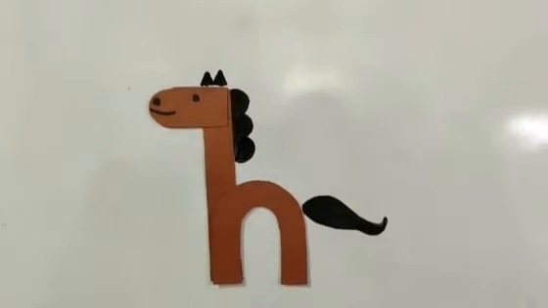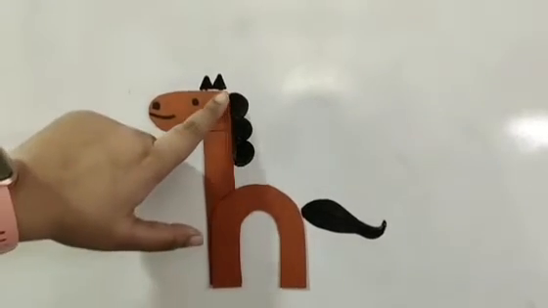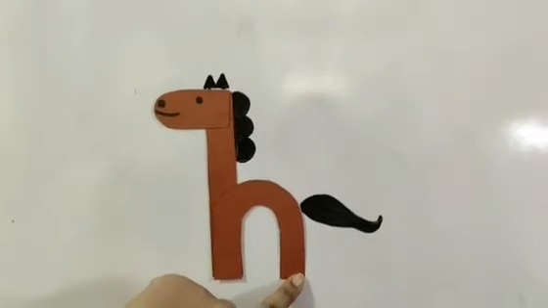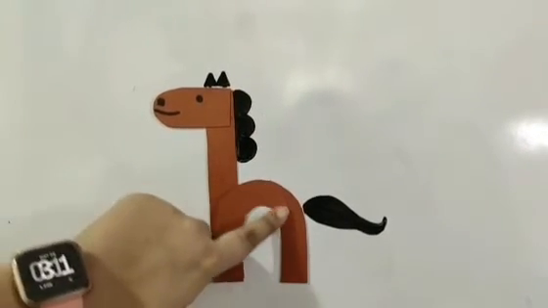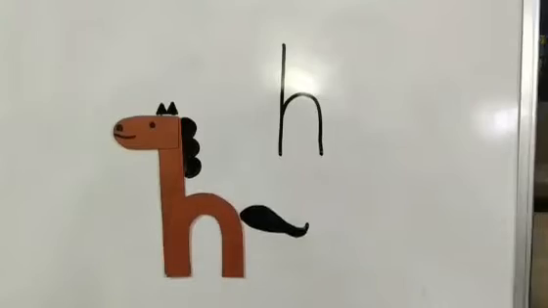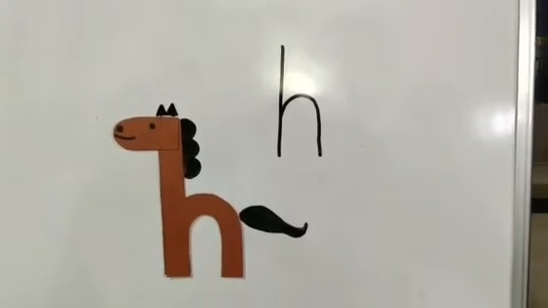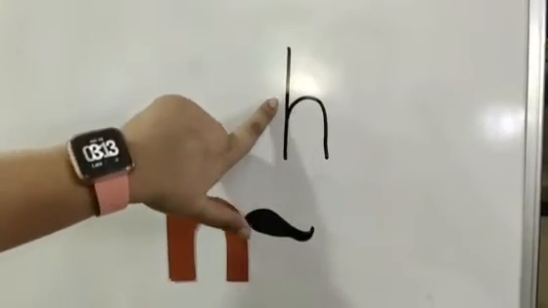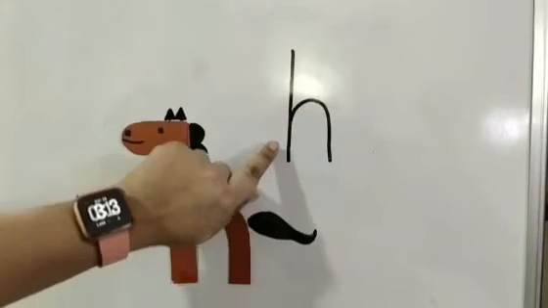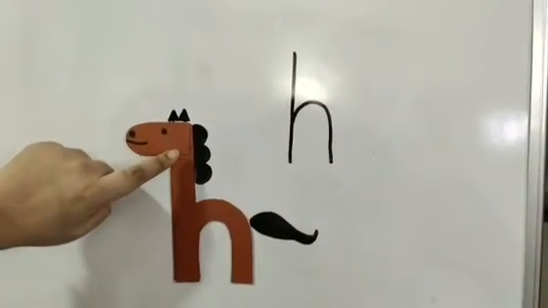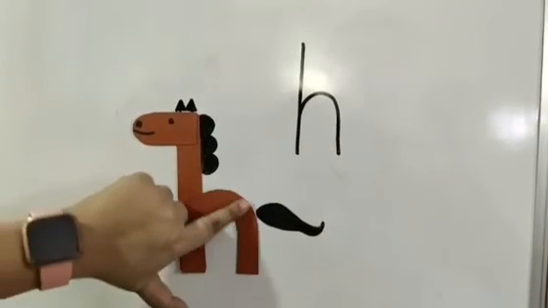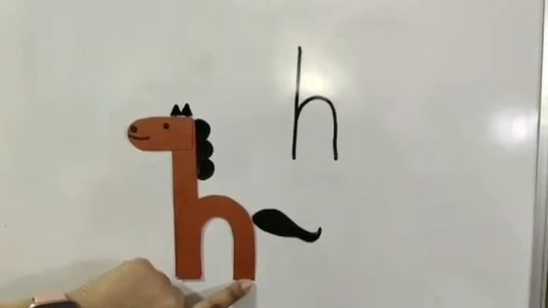Horse, horse, and you know what? Can you see this? This is the small letter H. This is how the small letter H looks. Let's trace the small letter H with our finger. One standing line and one curved line. See, as in this horse also, we can trace one standing line and one curved line. This is small letter H.